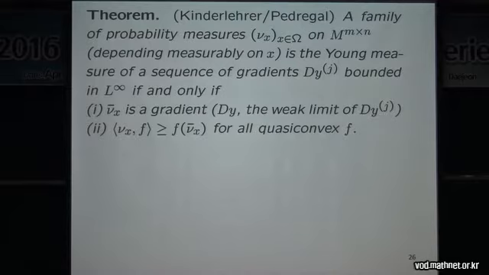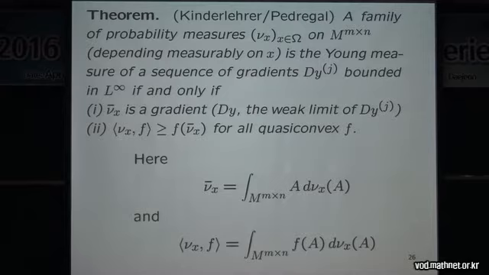So a family of probability measures on matrices, depending measurably on x, is the Young measure corresponding to a sequence of gradients bounded in L infinity, if and only if, first of all, its center of mass is a gradient, and that will be the weak limit of Dyj. And secondly, Jensen's inequality holds for every quasi-convex F. So nu x of F, that's the expectation of F under nu x, given by integrating F against the measure. So this has to hold for almost every x, right?